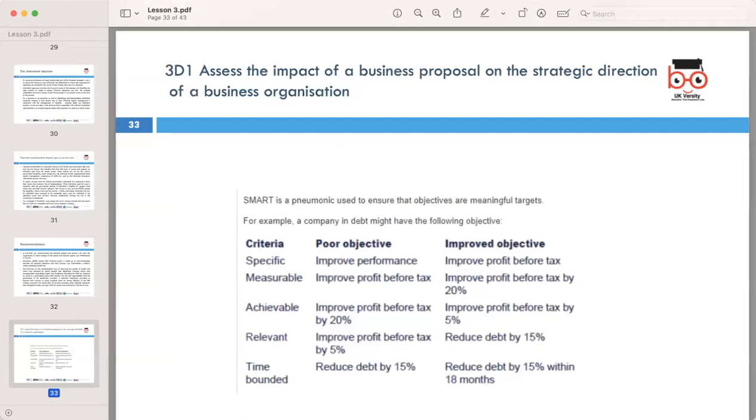Assess the impact of a business proposal on the strategic direction of a business organization. Criteria: poor objectives and improved objectives. So specific, measurable, achievable, relevant, time-bound. Poor objectives: improve performance, improve profit before tax, improve profit before tax by 20%, improve profit before tax by 5%, reduce debt by 15%. Then improved objectives: reduce debt by 15% within 18 months.